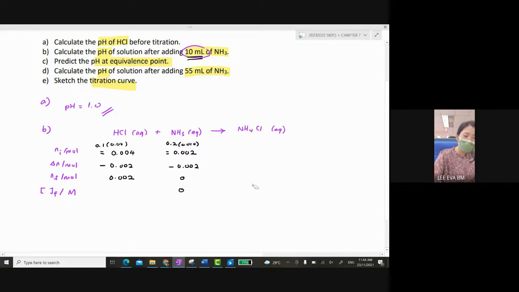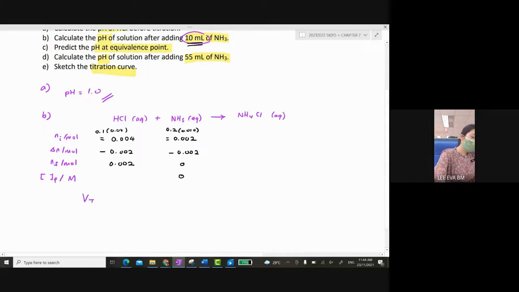If you are afraid of getting confused, don't write this, because it is not a buffer. So the salt here doesn't have any function. So we just calculate the concentration of our HCl. pH value will depend on the strong species.